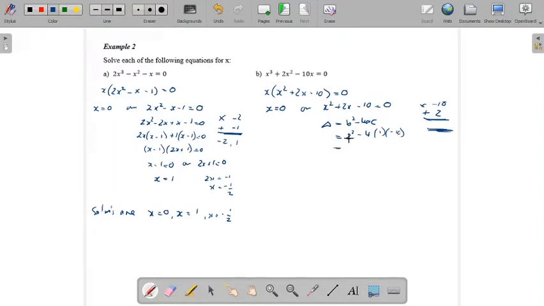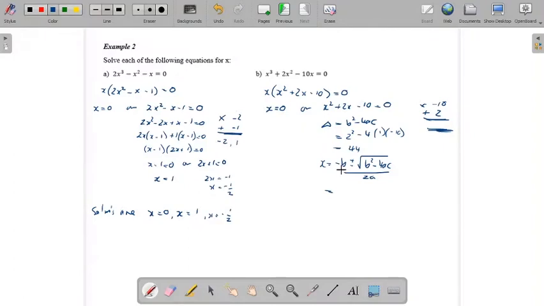So we've got 4 plus, because it'd be negative times negative here, times positive, so that's plus 40, so that's 44. Okay, so then we've got a positive value here, so we know there are going to be solutions to this quadratic equation. Probably the easiest thing to do would be to use the quadratic formula, which is -b plus or minus square root of b squared minus 4ac over 2a.